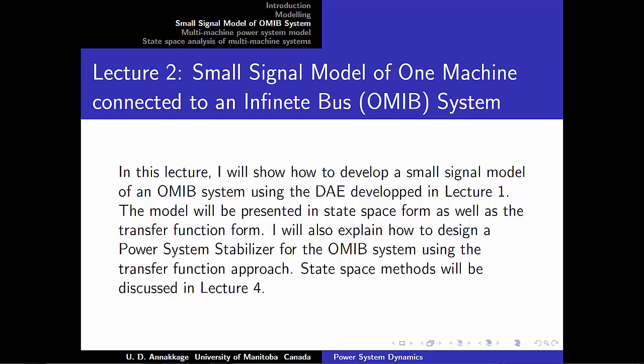In this lecture, I will show you how to develop a small signal model of one machine connected to an infinite bus system using the equations developed in my previous lecture. I will present the model in state space form as well as the transfer function form, and then I will use the transfer function form to design a power system stabilizer. In my lecture 4, I will explain how to use the state space methods to design power system stabilizers.